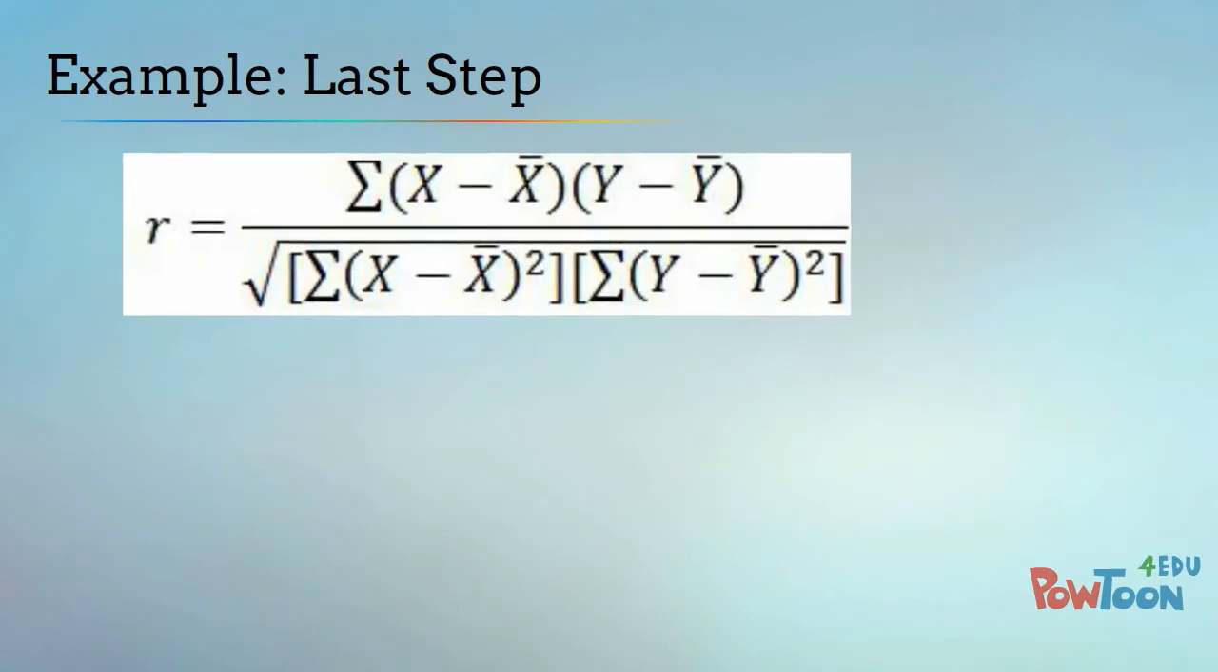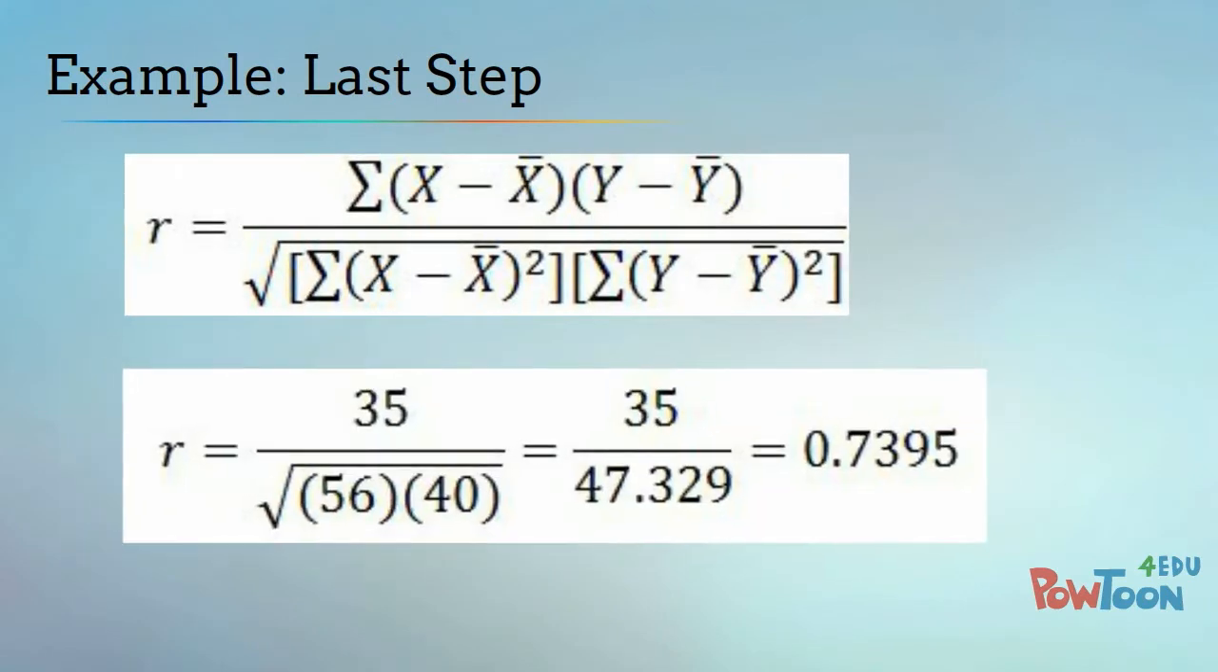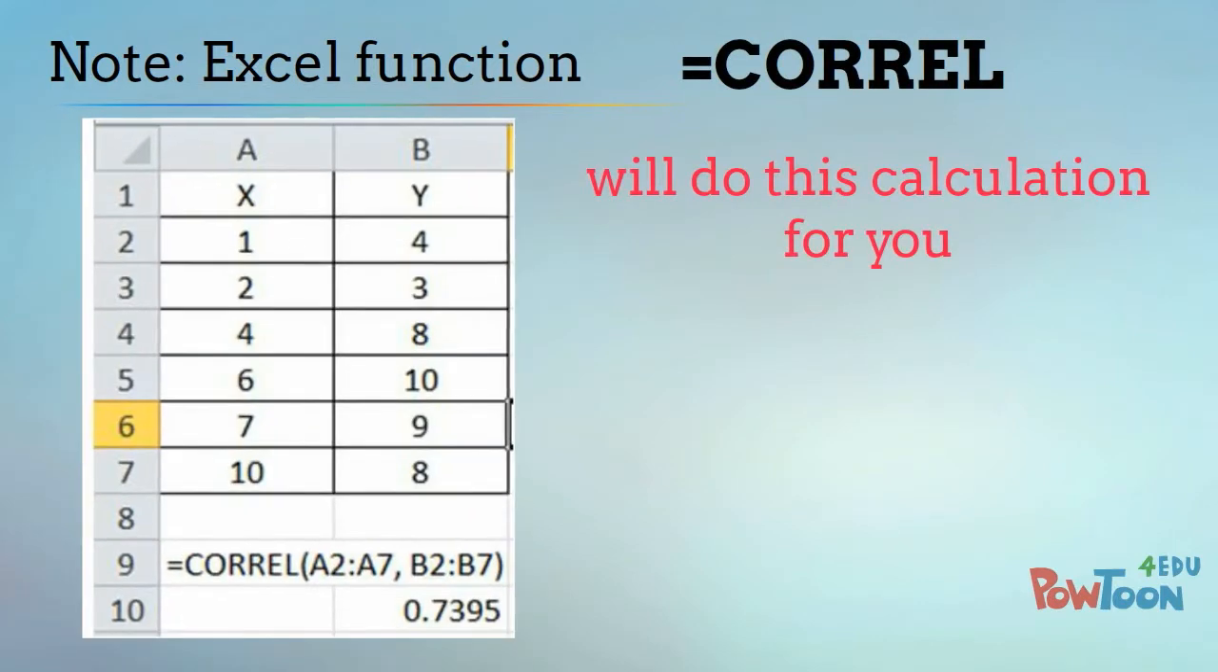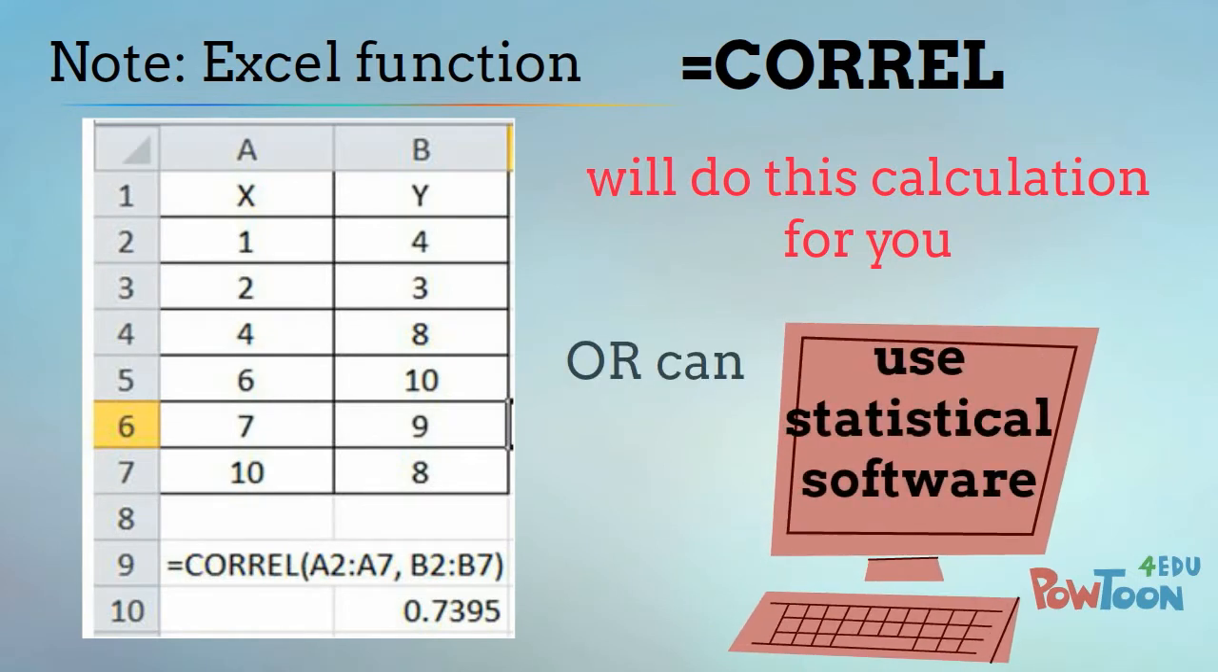Lastly, to calculate the correlation coefficient, we take the numerator, here 35, divided by the denominator, here 47.329, to get the correlation coefficient R equals 0.7395 in this example. Note that Excel has a function called =CORREL, that's C-O-R-R-E-L, that you can also use to calculate this R value, or you can use statistical software to calculate it as well.